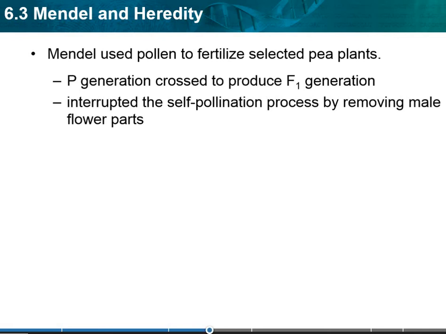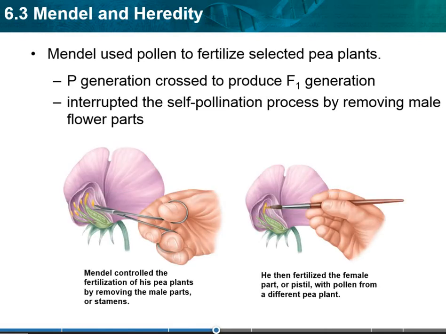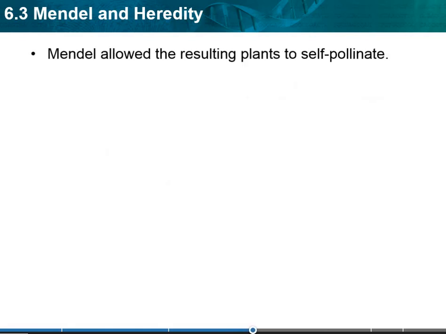Mendel ended up interrupting the self-pollination process by removing the male flower parts. So that's what you see down here, him basically cutting off the stamen of the flowers and then putting them in jars, and then he would make sure he knew which jar was which, and he would be able to take the pollen on a paintbrush and go pollinate the flower that he wanted to have it reproduce with.